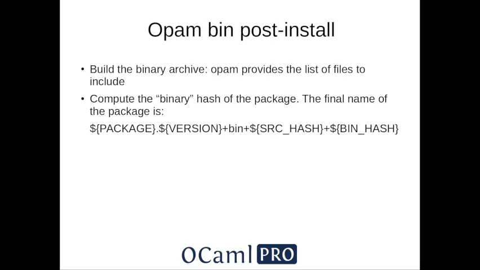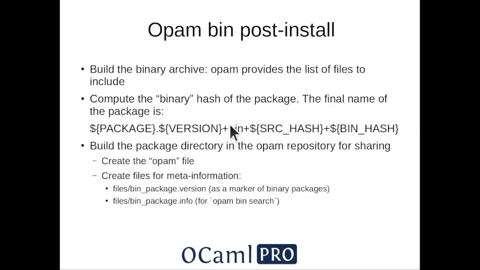Now we also compute the binary hash of the package, which is the hash of the binary archive, and we can generate the final name of this package, which is the package, its version, plus the bin suffix, the source hash, and the binary hash. The first part, until the source hash, will be used to locate binary packages in the cache, and the other one is used to make unique the dependencies between binary packages.